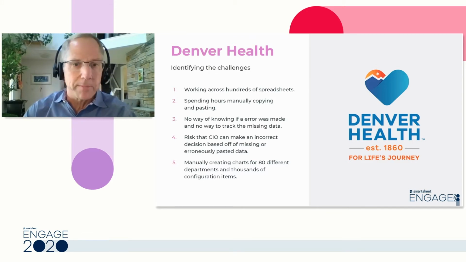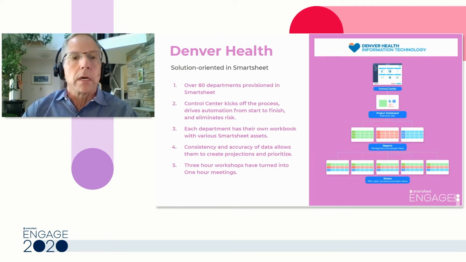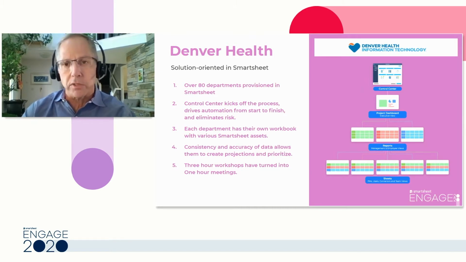So on the next slide, since we started the project in January with Smartsheet, we still have about 100 departments, actually 80 some workbooks provisioned. We use Control Center to kick off the process. Each department has a dashboard. It's got their own sheets, their data intake sheets, reports, different widgets showing charts, et cetera. And I'll show a little bit of that here in just a couple minutes.